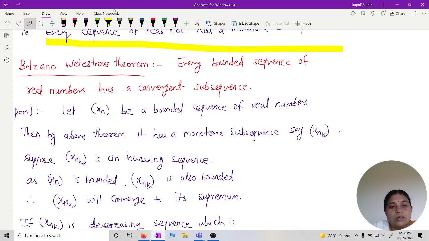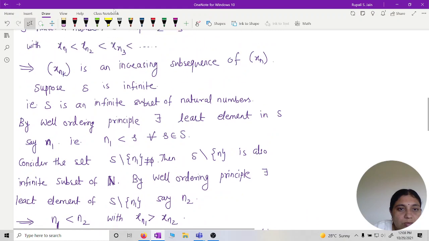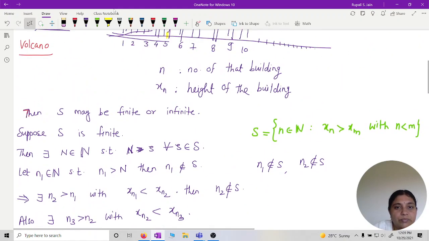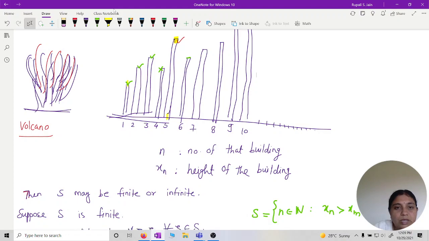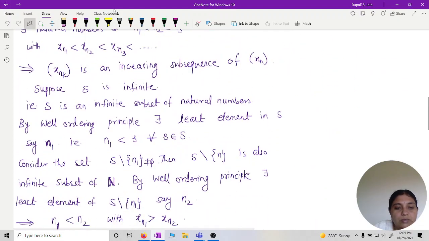So if it is asked for 8 marks, then you have to write the proof of that theorem also. So you have to start with x_n a bounded sequence of real numbers, and then you have to write the proof of this theorem, whatever I have already proved here. Is that okay? And this also we have proved.